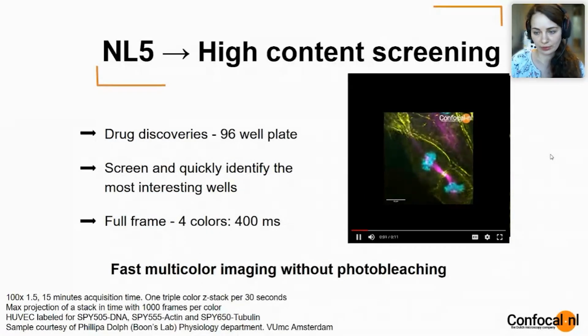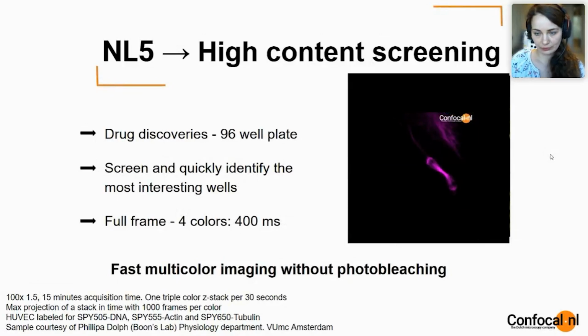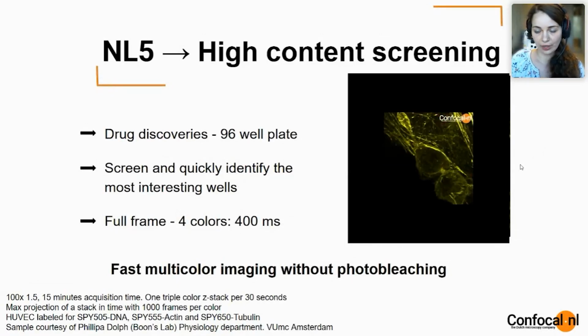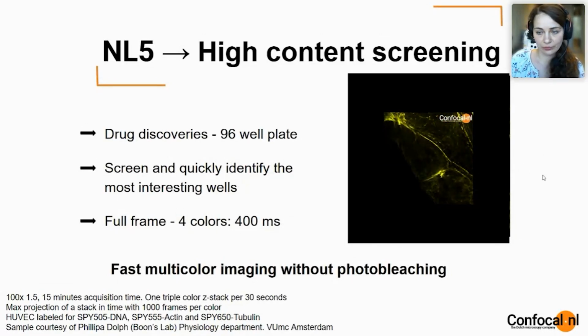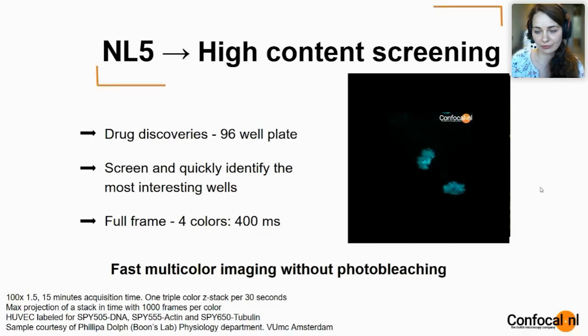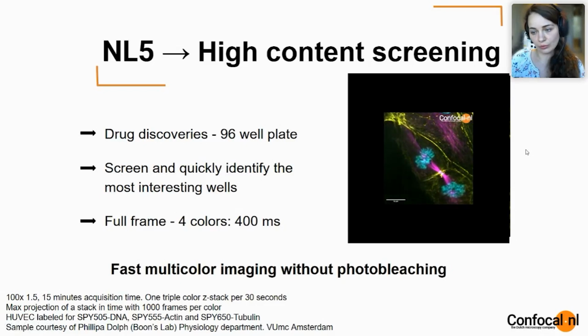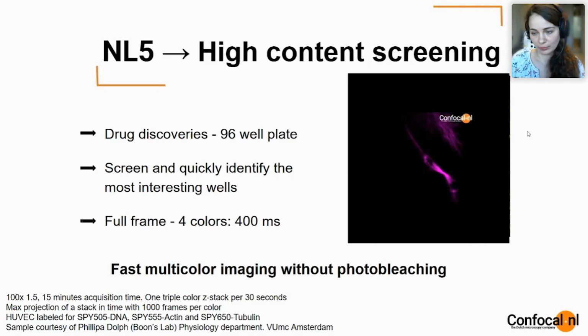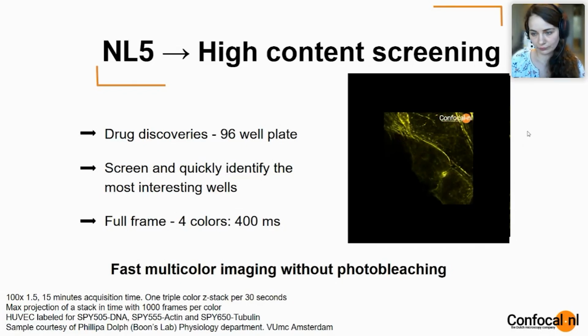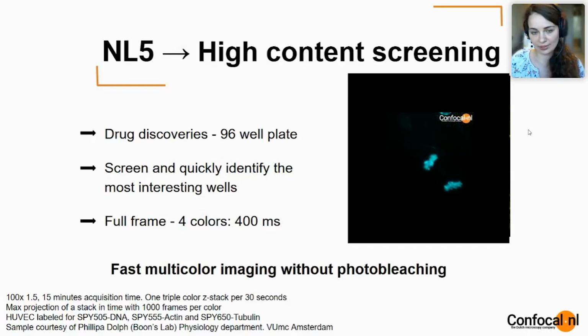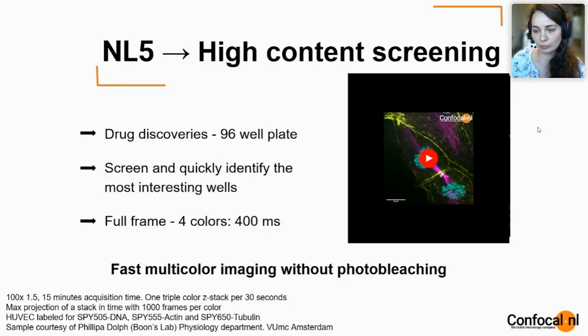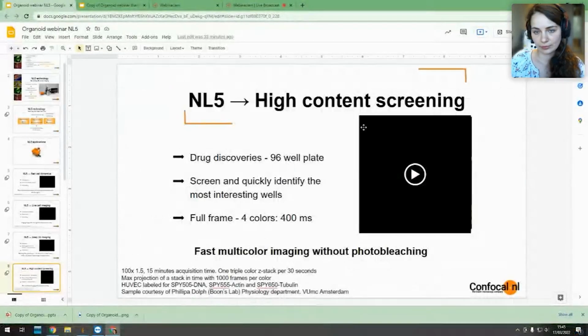Due to its scanning speed, it is ideal for high content screening as well. So for example, for drug discovery. And the color switching is not a problem. So you can just quickly scan through the whole 96-well plates with multiple positions, multi-channeled, and you can image them in Z.